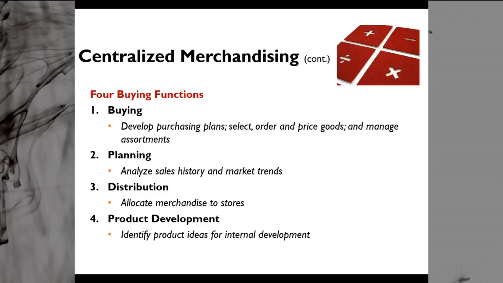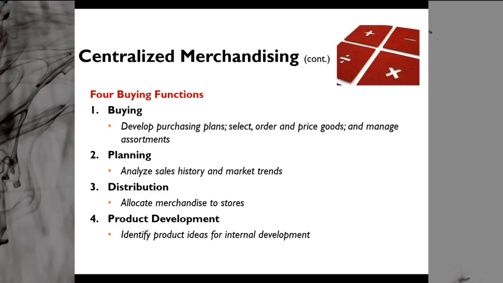The four buying functions for centralized merchandising include, number one, buying. You have to buy the product to sell to your customer. So how can you develop the merchandising plans, how can you select, order, and price the goods, and how can you manage the assortment? Assortment means the types of products. So whether you want to have just one item or one style, or whether you want to have 10 styles, that's the assortment. So, the variety of the products.